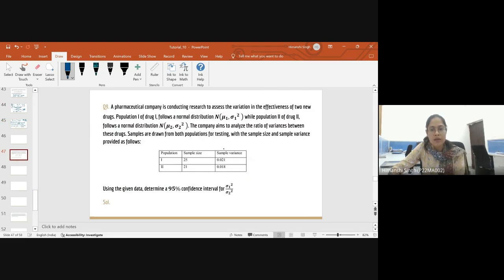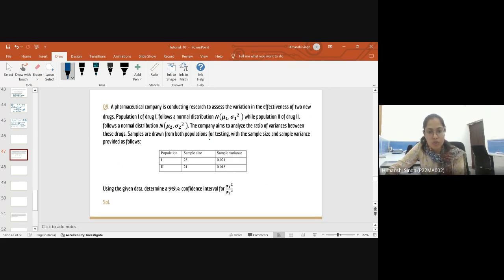Here we have a pharmaceutical company conducting research to assess the variation in the effectiveness of two new drugs. So here we are interested in the variation in the population. Population 1 of drug 1 follows normal mu1 sigma1 square, while population 2 of drug 2 follows normal mu2 sigma2 square. Now the company aims to analyze the ratio of the variances between these drugs.